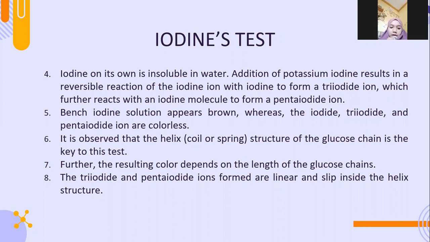Number six, it is an observation that the helical or spring structure of the glucose chain is the key to this test. Number seven, the resulting color depends on the length of the glucose chain, and the triiodide and pentaiodide ions formed are linear and slip inside the helix structure.